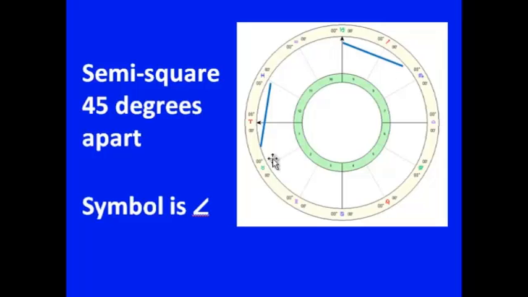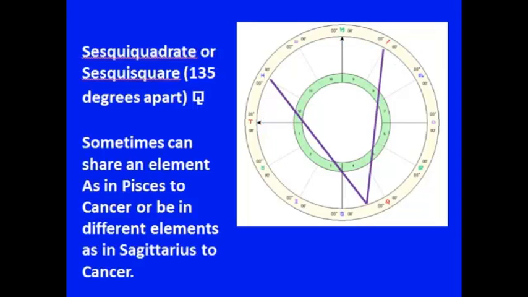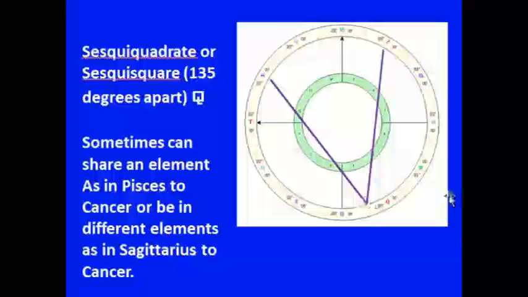So that would be a semi-square. Now the sesquiquadrate, or the sesquisquare, is the 135-degree angle. So if we started at 0 Pisces and we went to about 15 degrees of Cancer, that would be 135 degrees. If we started at 0 Sagittarius and we went to 15 degrees Cancer, that would also be 135 degrees.